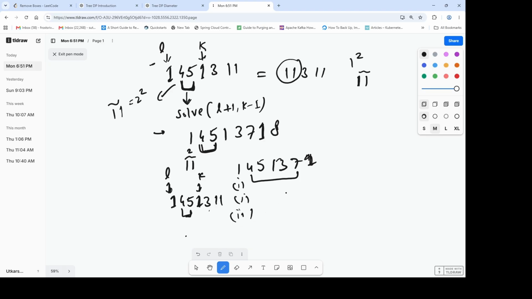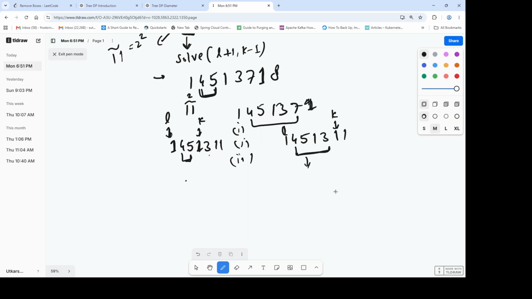This will be the first. Next match will be, if we see 1 4 5 1 3 1 1, next match will be this. For this L, next match will be this. So in the next match, we will try to remove this 4 5 1 3, right? And after matching, we will get this. So now we need to solve for this. Again the same approach that we will use: take this as L. Again for this we will try to find any matching character. For example, this example would be something like this one.